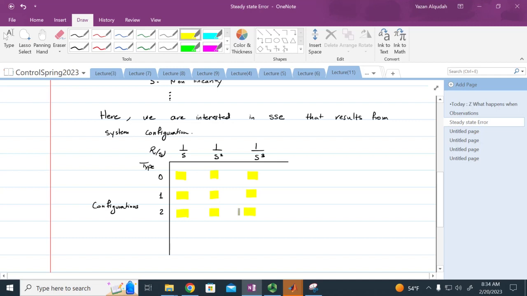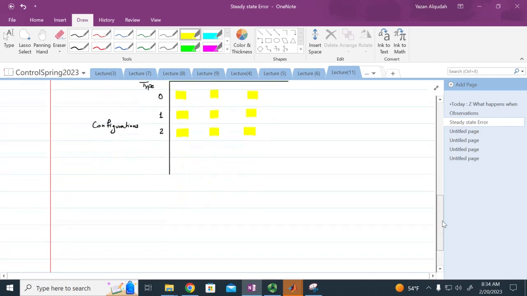Is that clear? Because you're going to feel lost in a minute once we start populating them. So I want this to be clear. This is the map of what we're trying to achieve. We're going to be looking at different inputs. We're going to define what we mean by system type. And then we're going to calculate or derive the formula for each one of these inputs and for each one of these types. Together? And again, we are interested in the steady state error that is the result of the system type, the system configuration, not the sources that result from outside the system configuration.